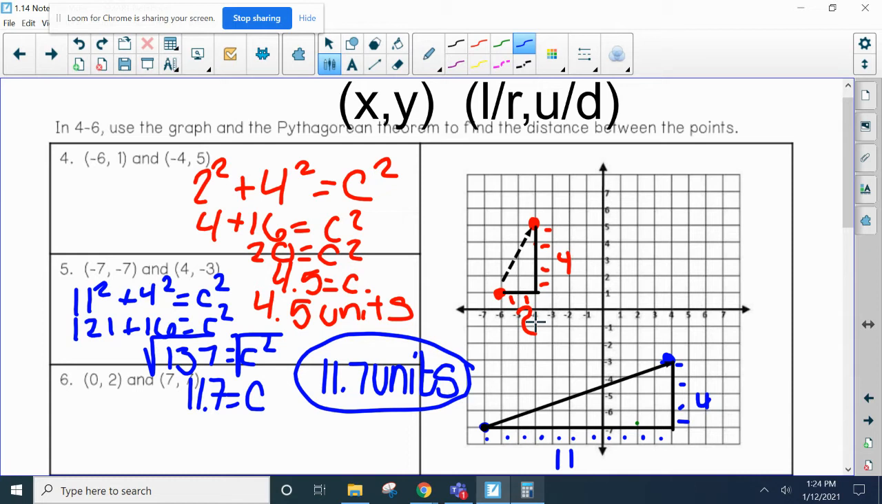Awesome. All right. And then I want you to go ahead and pause this and work out 6. So here, if we're working it out, there's that part. So I want you to go ahead and find the distance between (0, 2) and (7, 7). So make yourself a graph if you're not doing it on here, or plot your points, count your units.